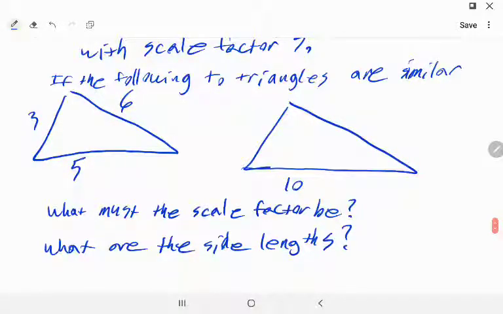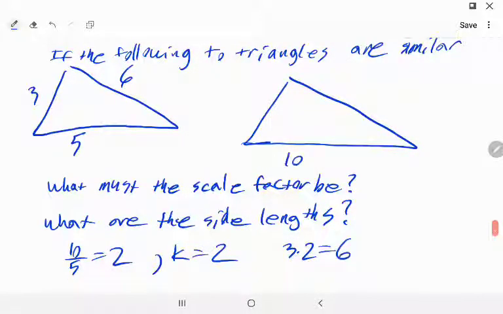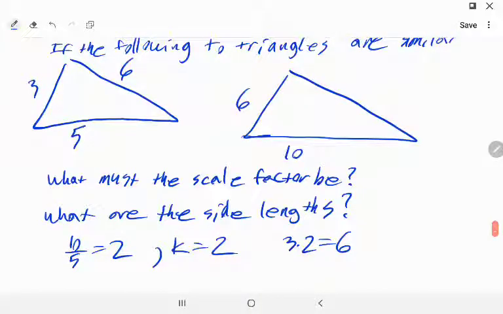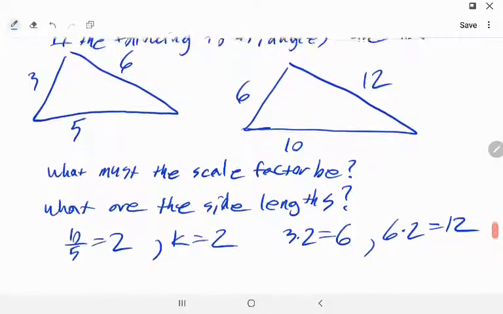And so we notice we can find out 10 divided by 5 equals 2, so we know k has to equal 2, and so now we know that the other triangle, 3 times 2, has to equal 6, and 6 times 2 has to equal 12. And so we now know what the side lengths of the triangle are. That said, we have to be a little bit careful with how we term things.